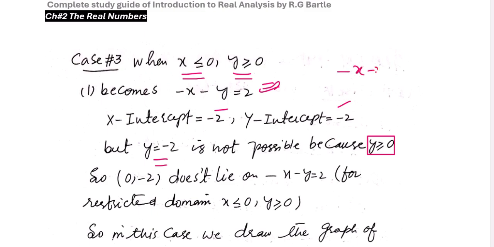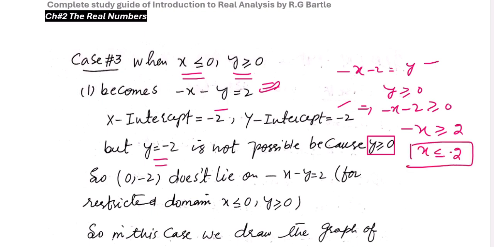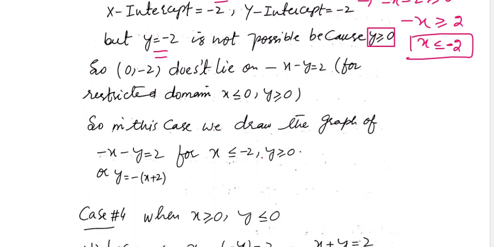Now, as y should be greater than or equal to 0, this equation can be written as minus x minus 2 is equal to y. I want y to be greater than or equal to 0, so put y greater than or equal to 0. From here we have minus x minus 2 greater than or equal to 0. In other words, this can be written as minus x greater than or equal to 2. Multiply both sides by minus 1. This gives x less than or equal to minus 2. So this is the valid value of x here: x less than or equal to minus 2, y greater than or equal to 0.